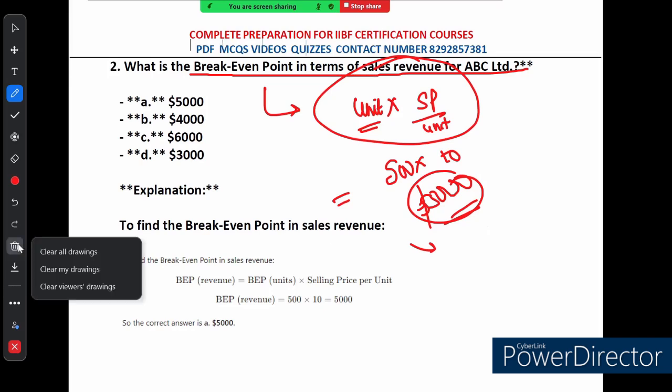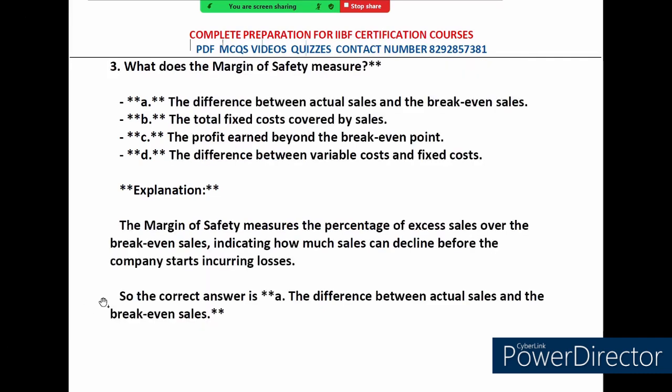Now let's come to the third part of this particular question. The third part is, what is the margin of safety? What does the margin of safety measure? See, first of all, the question is asking what does margin of safety measure, and the next part is what is the margin of safety? That's the point. See, margin of safety, what are the options? The difference between actual sales and break even sales. So this is the correct answer.